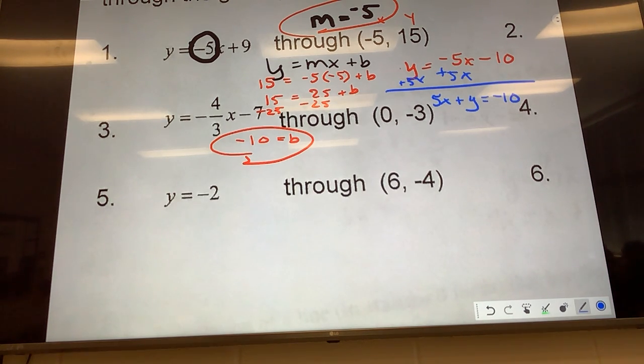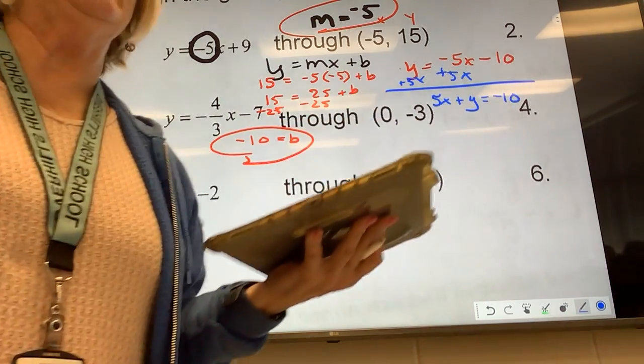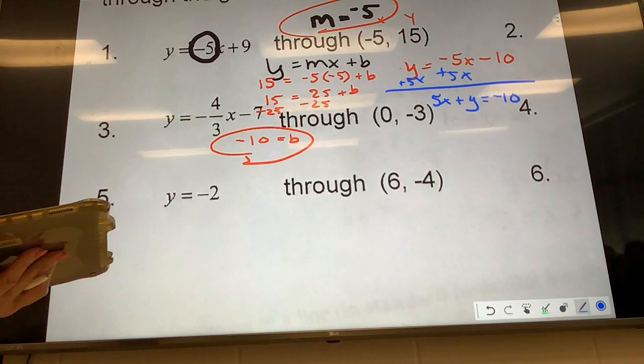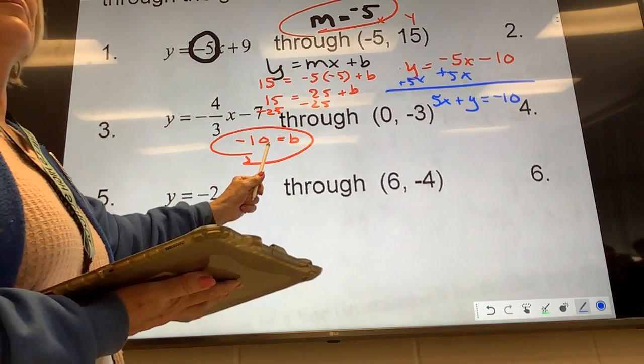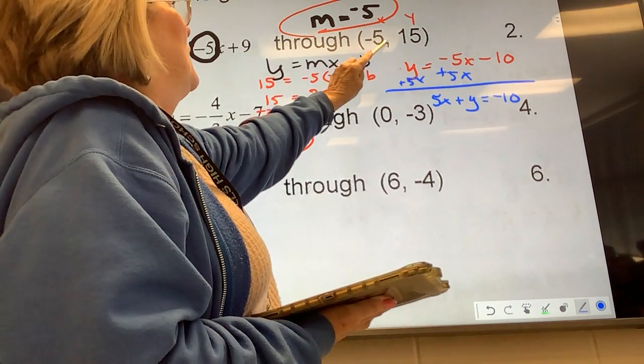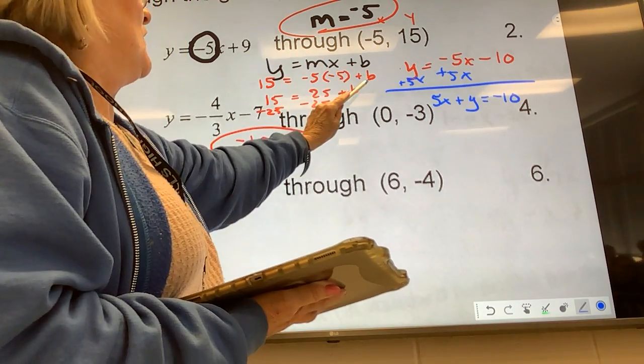Why do we have a deer in the headlight look over there? She says, I know she's talking to me. What? You're looking for the y-intercept, right? You're looking for the b. When I give you the m and the point, you plug it all in. The only thing you don't have is b.